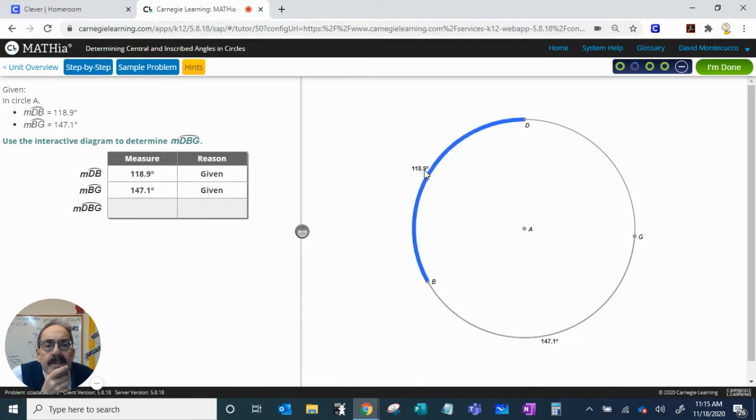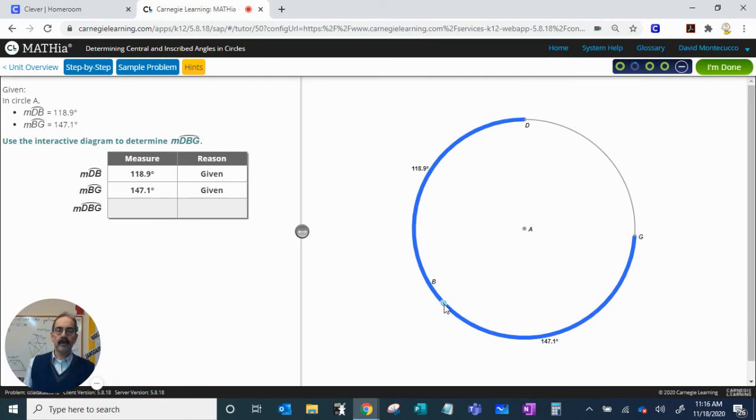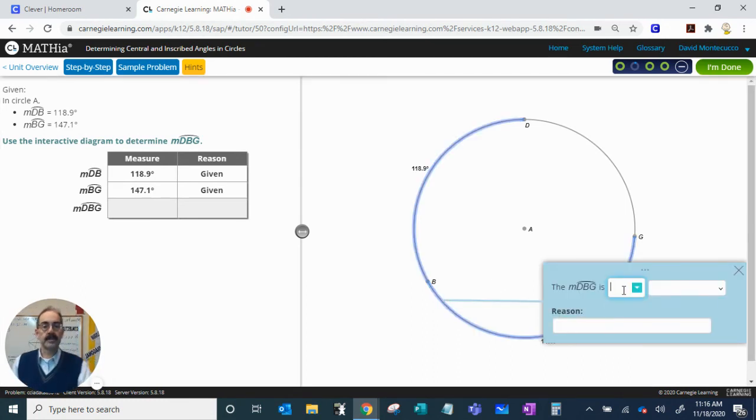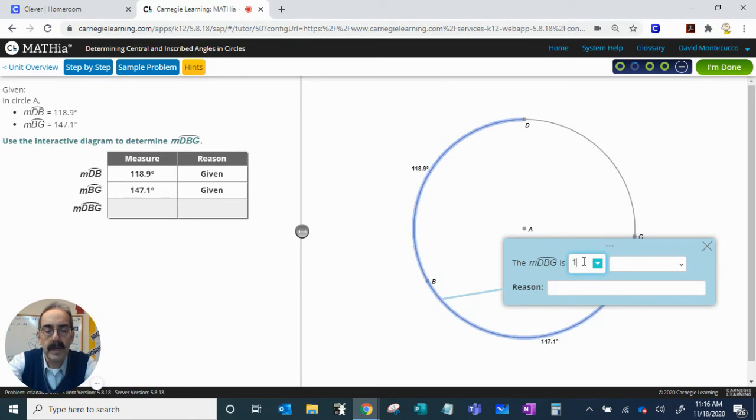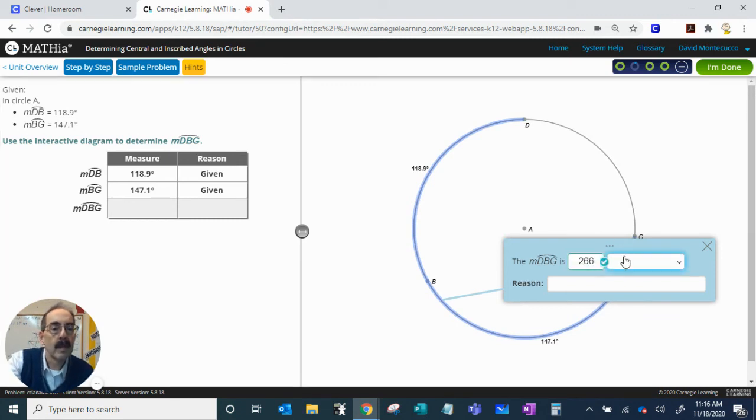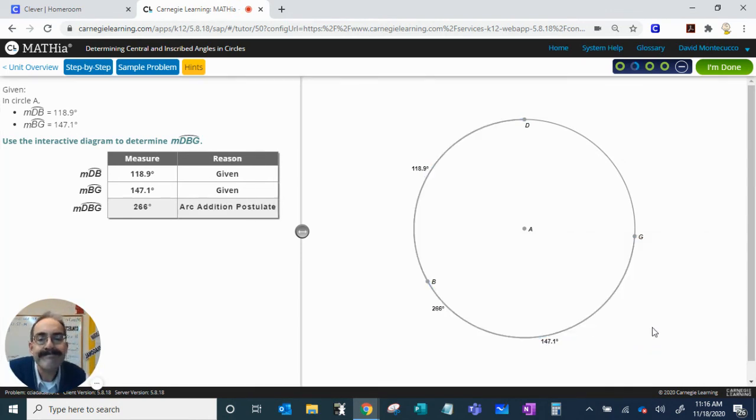Okay, so we have the 118.9 and 147.1. So DBG. Oh, okay. DBG. The whole thing would be arc addition. So let's do that. Let's drag this over and just write them in. 118.9 plus 147.1 degrees. And this is arc addition. All right.